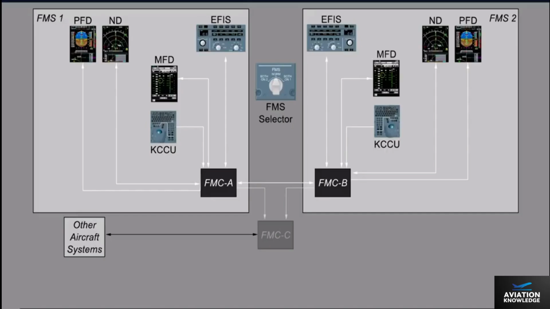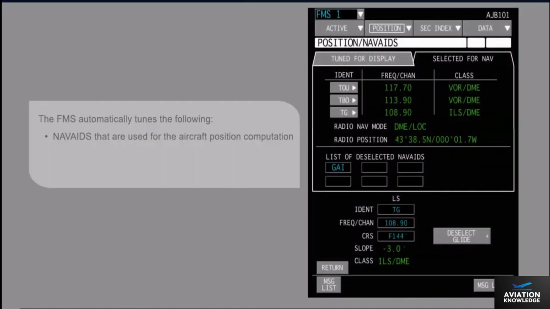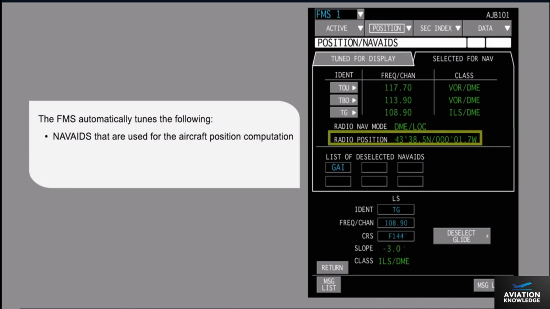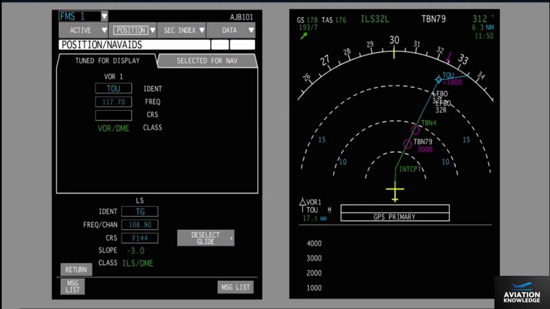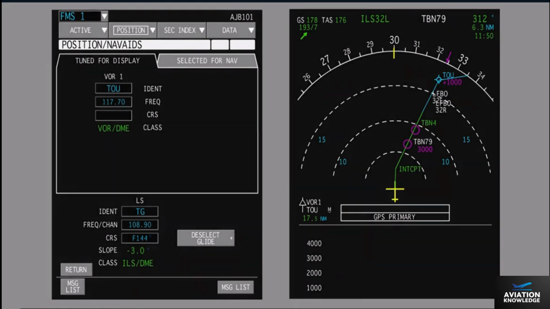The Flight Management System automatically tunes the nav aids that are used for the aircraft position computation, the nav aids for display on the ND, and the landing system. Nav aids displayed on the ND and the landing system can also be tuned manually on the Flight Management System Position Nav Aids page. Manual tuning of nav aids always has priority over automatic tuning.